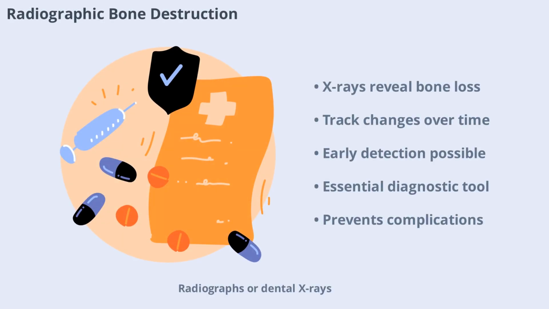Radiographs, or dental X-rays, are essential for detecting bone loss around implants. Peri-implantitis often causes visible destruction of the bone on radiographs, even before symptoms become obvious. Dentists use these images to track changes over time, comparing current bone levels to previous records. Early detection of bone loss on radiographs can prompt timely intervention, potentially saving the implant and preventing further complications.